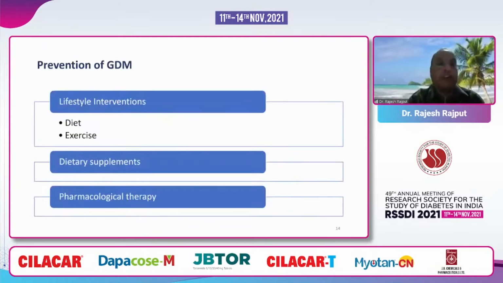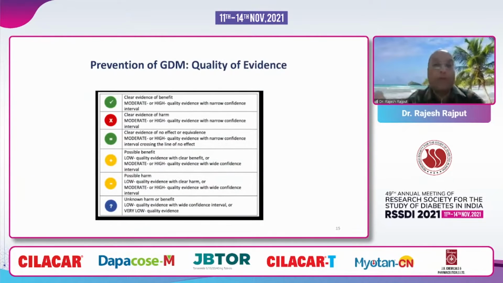So when it comes to prevention of diabetes, there are 3 important aspects: lifestyle interventions, which include diet, exercise, or combined diet and exercise; dietary supplements, which are given over the counter by so many doctors; and pharmacological therapy. Now, what I am going to discuss over the next few minutes is studies in brief, and this is how you should learn from them: green with tick, clear evidence of benefit; red with cross, clear evidence of harm, and so on. This is the strength of evidence which I have tried to enumerate against the number of studies.